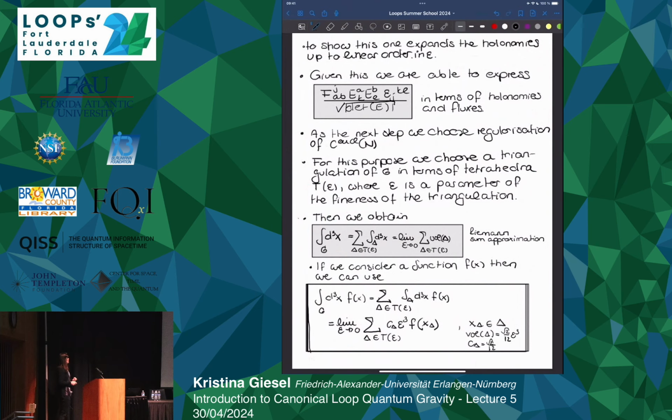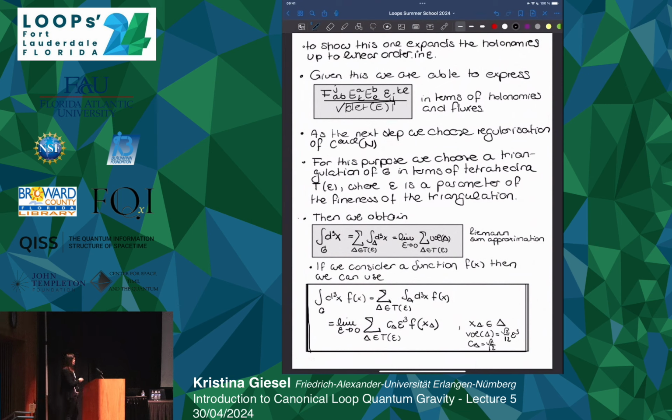Which means we are now able to replace this term in the Euclidean part of the Hamiltonian by terms which only involve holonomies and fluxes, because this volume functional we can also describe in terms of fluxes. Given that, we now want to start the quantization, and for this, we choose a regularization of our Euclidean Hamiltonian. And the original regularization that was chosen here when this was first defined is a triangulation in terms of tetrahedra.